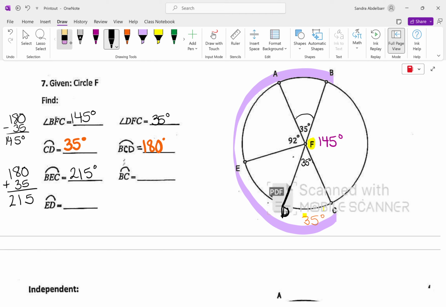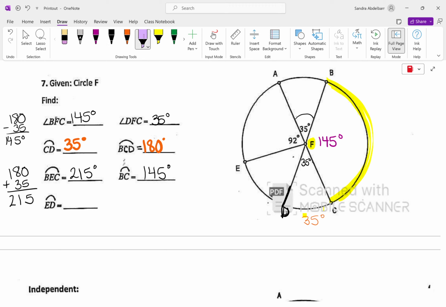Degrees. Now we want to find arc BC. All right, so now I'm looking at it a different way. We're moving a different direction here. So this is arc BC. Well, isn't central angle BFC intercepting arc BC? So the central angle and its arc are the same, so arc BC is 145.